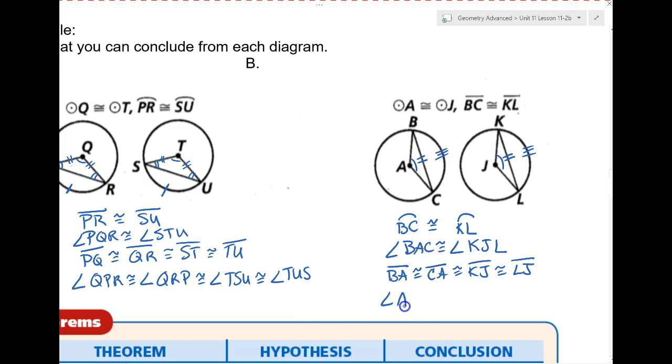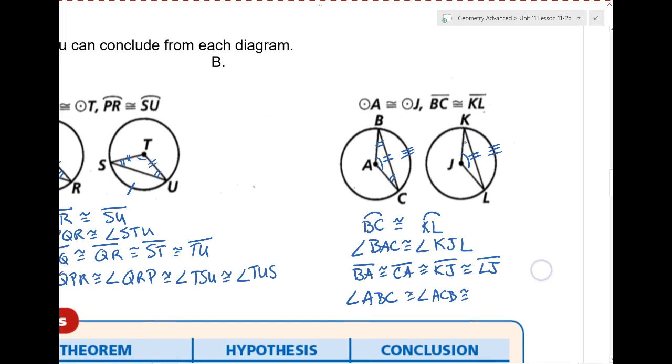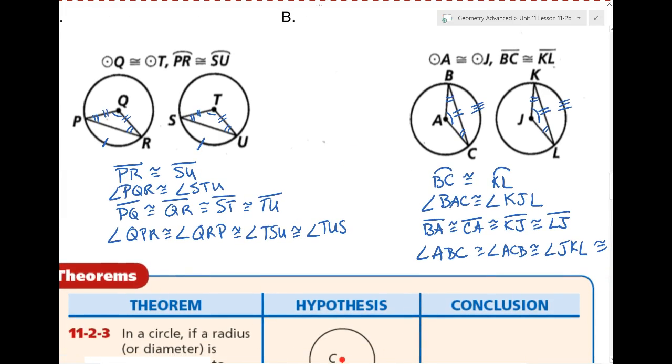We know that angle ABC, so this one right here, is going to be congruent to angle ACB, which is going to be congruent to angle JKL, which is congruent to angle JLK. Are you guys with me on that? So really, it's not that bad. But again, look at all the stuff you could assume when they give you congruent circles and they just said two chords are congruent, that's it. What do you guys think? Easy? It's not bad, is it?